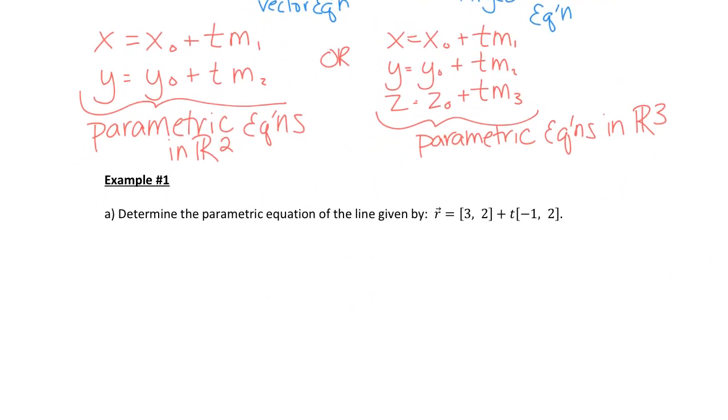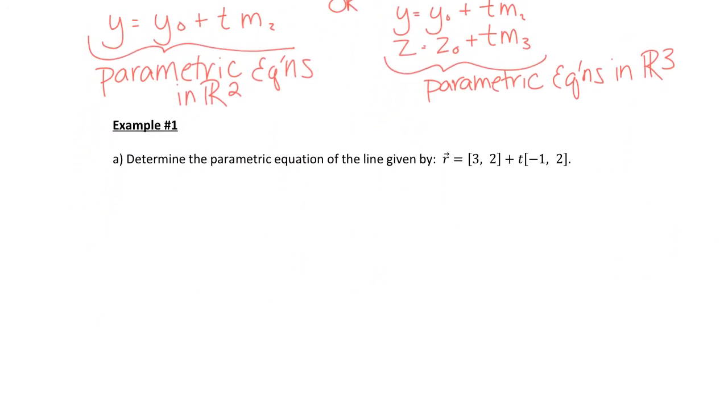Okay, so let's take a look at some examples. So this one's pretty straightforward. Determine the parametric equations of the line given by r is equal to (3, 2) plus t times (-1, 2). Again, we just split up the x and, in this case, just x and y. So my parametric equations would be x is equal to 3 minus 1t, so just 3 minus t, and y is equal to 2 plus 2t.